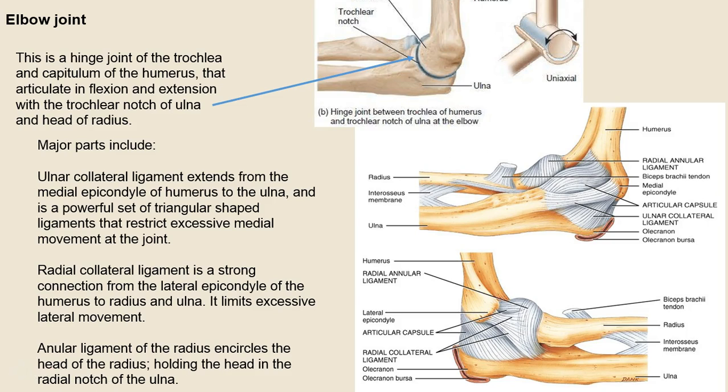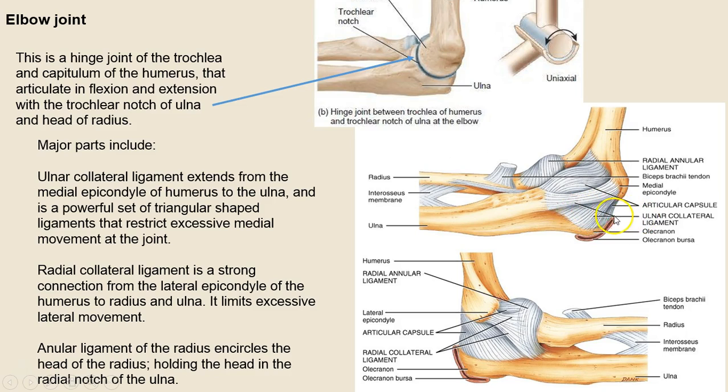Elbow, again, this one looks complicated, but it's a uniaxial hinge joint. Extension and flexion is all that's allowed. Major parts, let's look at the ulnar collateral ligament. Here it is to the right, and we're looking at the, let me see, this is medial. Yeah, okay. And it's going to restrict medial movement at that joint.